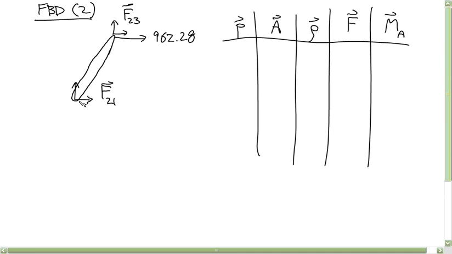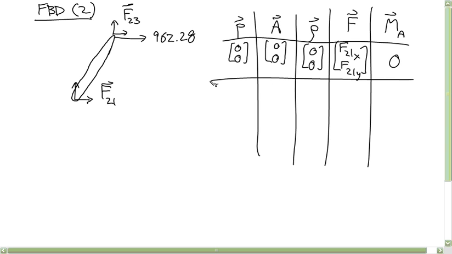And let's use the same coordinate system, same about point that we have been. So at 0, 0, all these are zeros. We have 2, 1x and 2, 1y, and 0 moment. And then up here at the pin, our location is positive 0.5, positive 0.866. So our row vector is 0.5, 0.866.